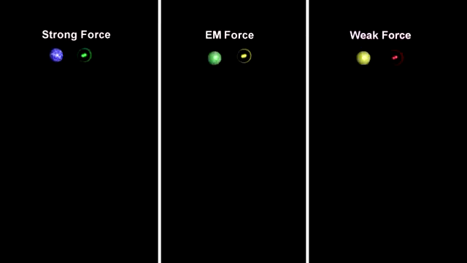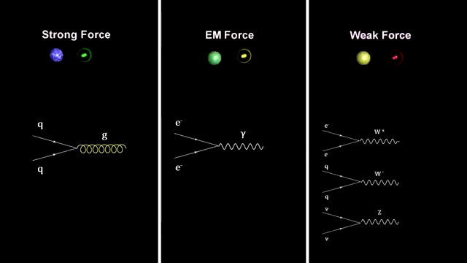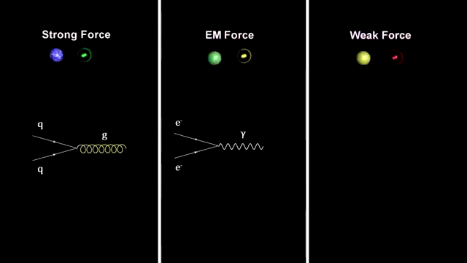Like accelerating electrons and quarks create vibrating ripples in their respective force fields, called photons and gluons respectively, accelerating electrons, quarks, and neutrinos can create vibrating ripples in the weak hyperfield, called W+, W-, and Z particles. They are spin 1 particles, making them bosons. They are the force particles for the weak interaction.